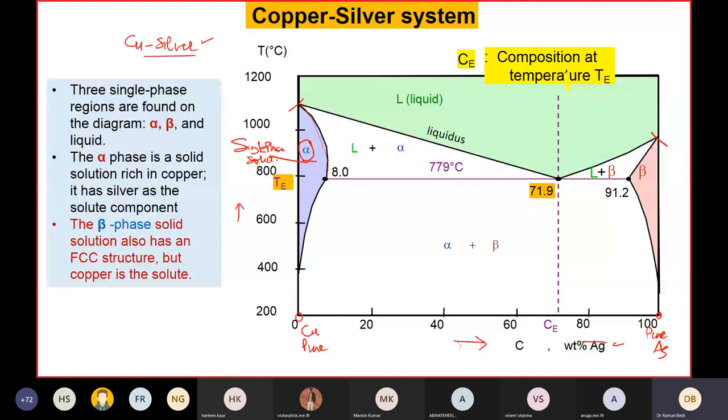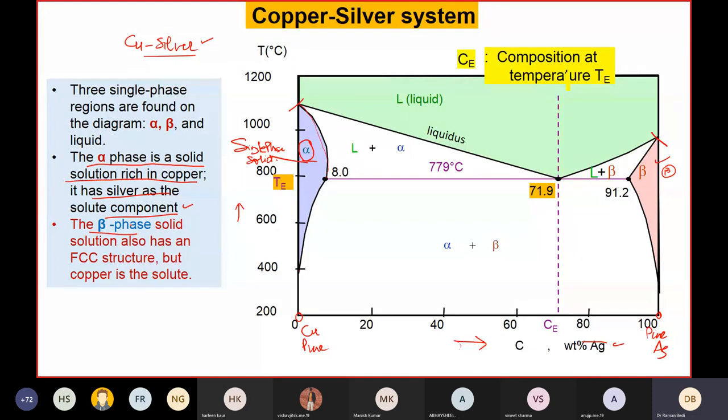Similarly, when you look at the right hand side, you have the beta phase. So I am defining here what alpha and beta are. Alpha is a solid phase, the solid solution rich in copper, and it has silver as a solute component. And beta is the opposite. Beta has copper as a solute component. Both of them have FCC structure.